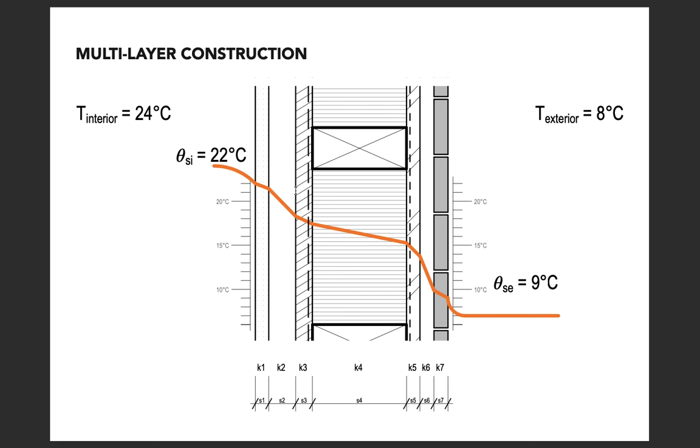And then in this graphical representation, we can show that as well. In this example, most importantly, we will see that the insulation within that common timber construction has the biggest impact on the heat transmission, actually slowing it down.